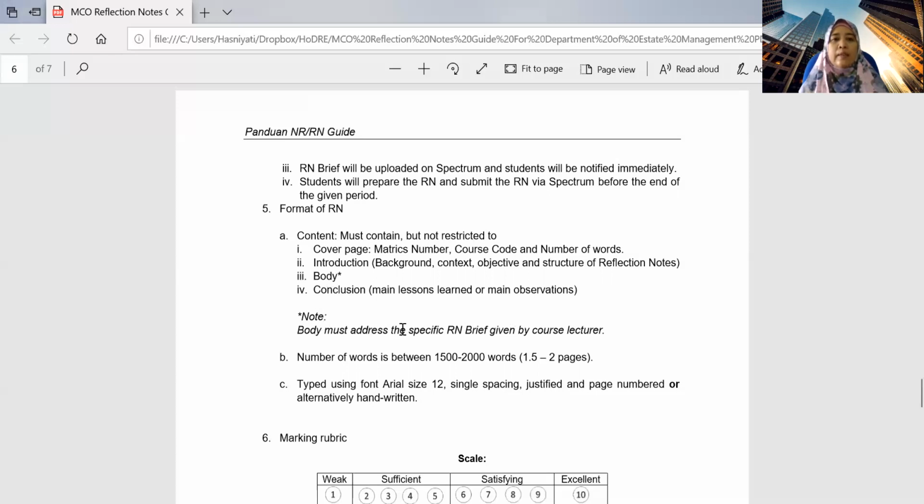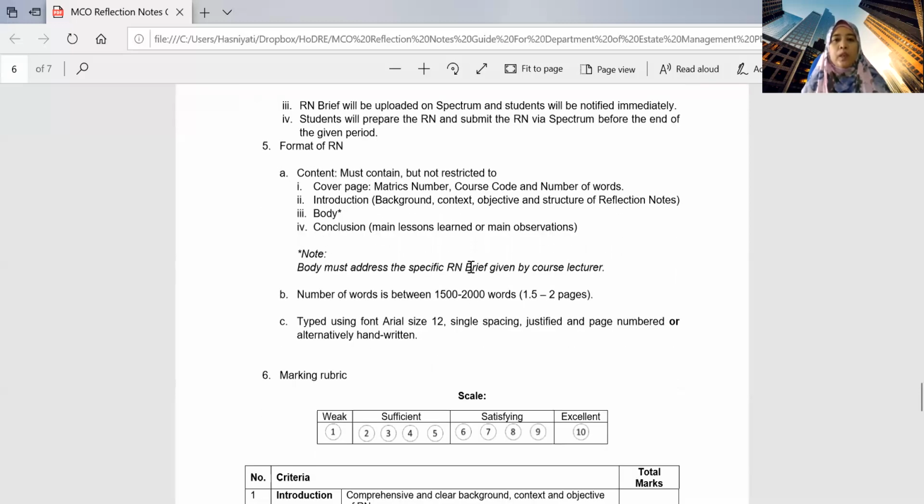The body must address the specific RN brief given by the course lecturer. Like I said, the question will be contained inside the RN brief, which will be given to you during the exam week. Not now, okay? It will be during the exam week.